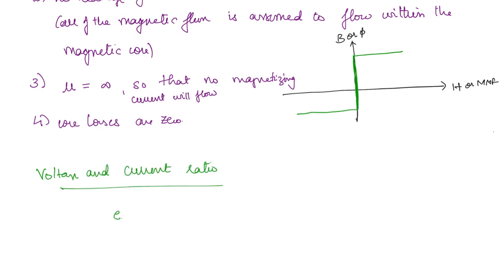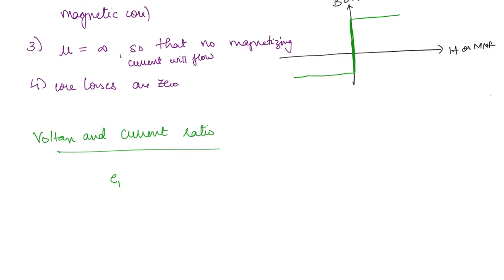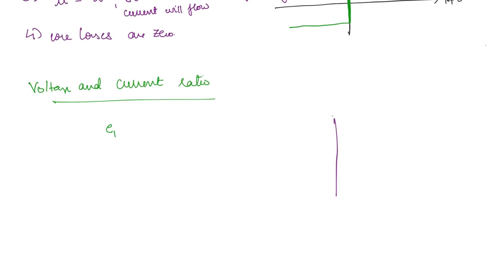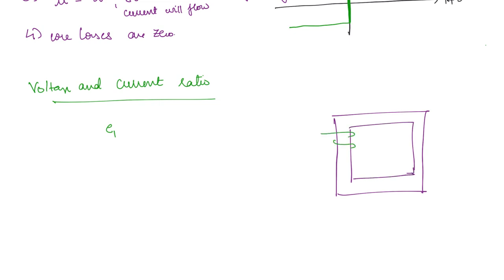So what will be the induced voltage of the primary winding? We can draw the winding here. This is the core, let us say, and this is the primary winding, this is the secondary winding. On the primary side we apply the voltage source, right, and here the induced EMF we will take as E1, and on the other side, the secondary winding, we will take the induced EMF as E2.